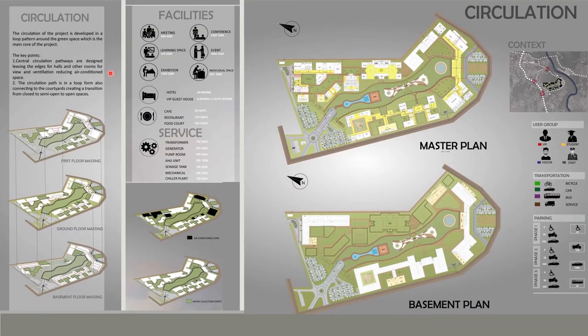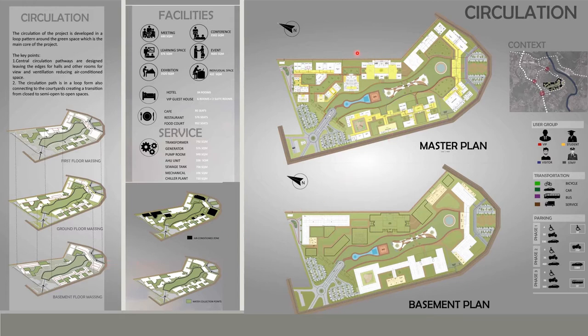The circulation of the project is developed in a loop pattern around the green space, which is the main core of the project. Central circulation pathways are designed, leaving the edges for halls and other rooms for view and ventilation, reducing air-conditioned space. The circulation path is in a loop form, also connecting to the courtyards, creating a transition from closed to semi-open to open spaces.